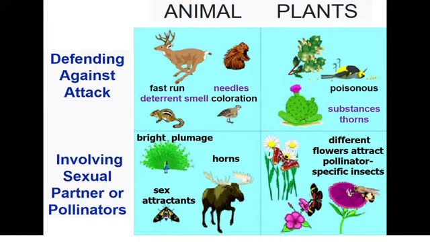Same as needles of animals. The next factor involves finding a sexual partner or pollinators: bright plumage, horns, sex attractants. If we speak about plants, different flowers attract pollinators, specific insects. It is needed to make the next generation.